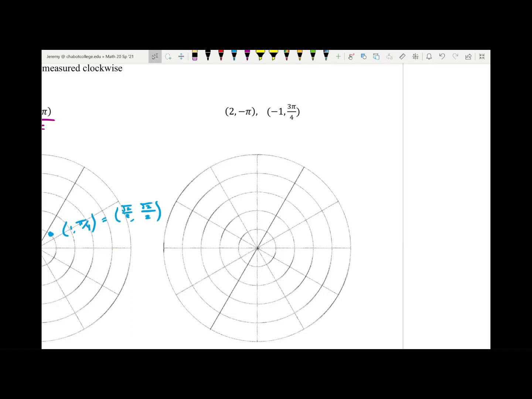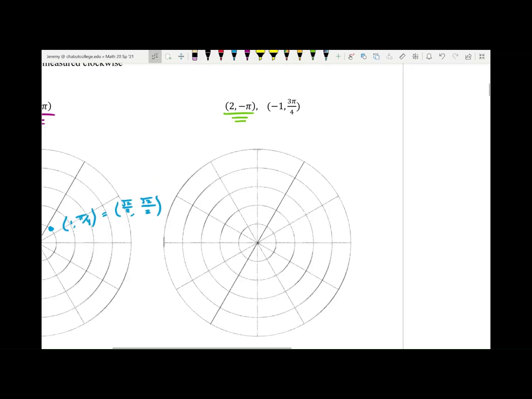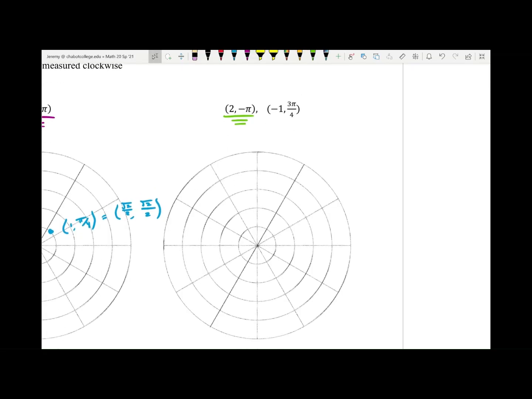So this next one, let's do green ink on this one. The ordered pair (2, -π). So the radius is 2, so I know it's going to be a distance of 2 from the pole, or from the origin. -π, where is this angle? Well, if we go in the clockwise direction, just a half turn around, there's -π right there. Happens to be the same line as 3π, or positive π. And we want a radius of 2, so boom, there it is right there.